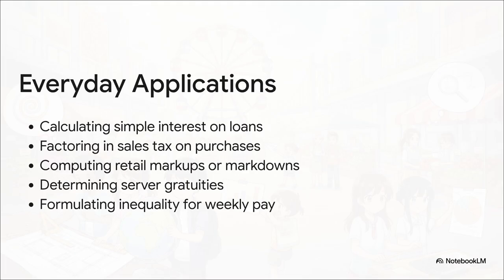Imagine you're a salesperson paid a base of $50 a week plus $3 per sale, and you want to make at least $100. Well, you can just set up an inequality. 50 plus 3x is greater than or equal to 100. And boom, you can immediately solve for exactly how many sales you need to hit your target.